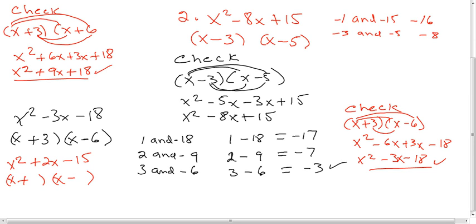So we'll take a look at, well, 1 and 15, a negative 1 and a positive 15 will give us 14. But then again, we can also look at a negative 3 and a positive 5, and those factors added together will indeed give me 2x. So let's go ahead and put a negative 3 and a positive 5, and then just go ahead and check to make sure that we're correct.